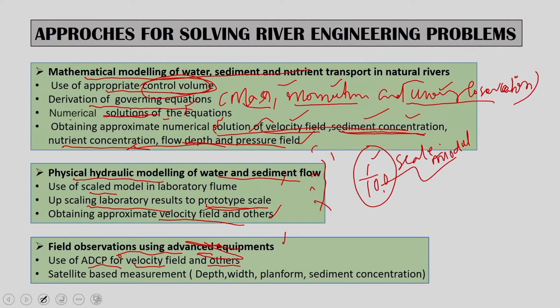No doubt nowadays we have another source, that is satellite based data, from which we can get the depth, width, the planform and sediment concentrations. This is just to highlight the things, we are not going into detail. In the next classes we will look at how to bring this advanced measurement of the river from satellite platforms in terms of depth, width, planforms and sediment concentrations. Some of the case studies I will show you in a later part of my lectures.